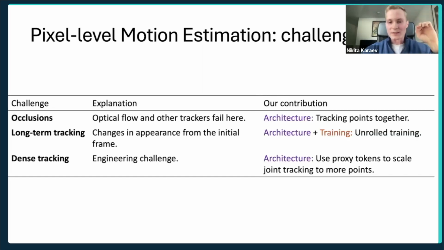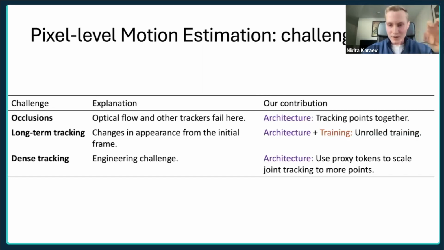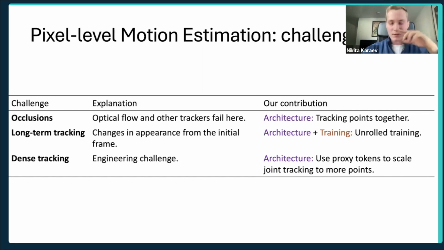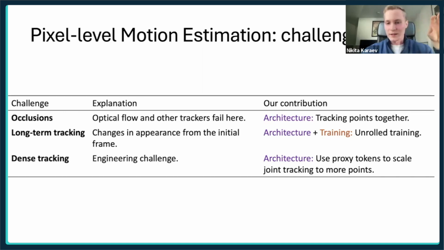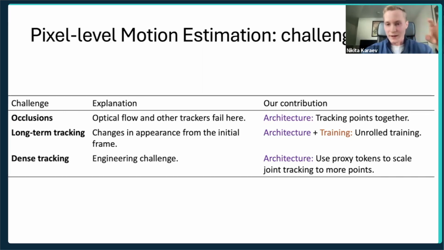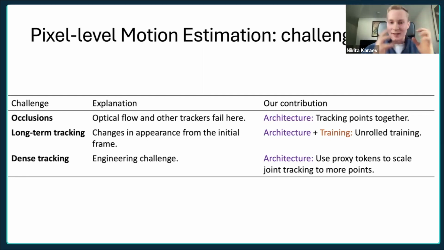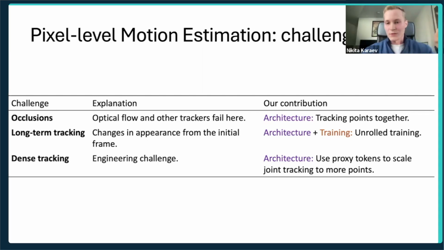The architecture is the main contribution of the paper, and specifically tracking points together. This is something that allowed us to improve tracking through occlusions. Just a clarification, what's the definition of occlusion? An occluded point is a point that is not visible in the current frame. And the reason why we wanted to do joint tracking is that if we had multiple points sampled on the same object and some of them were occluded, we could still use visible points to track the occluded points. This joint tracking would actually help to track through occlusions.